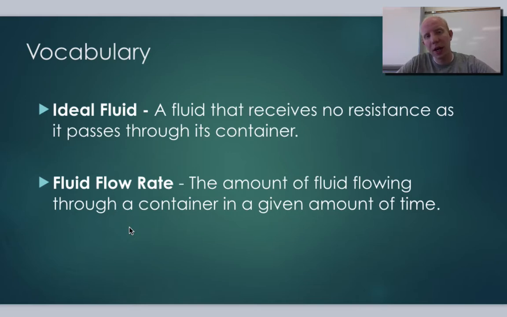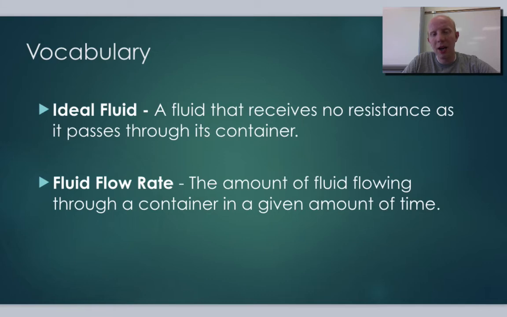Another thing to think about is different types of fluids and properties of those fluids. We can come up with what we call an ideal fluid, and that's when a fluid receives no resistance as it passes through its container. Again, this is ideal. Most fluids aren't this way. They interact. But that's something we like to think about, and when we do the math, we'll treat it that way. And then there's also a fluid flow rate that we have interest in, which basically describes how much fluid is going through a container in a given amount of time. Fluid flow is an important property of how much stuff we can get in a given amount of time. So let's think about flow.